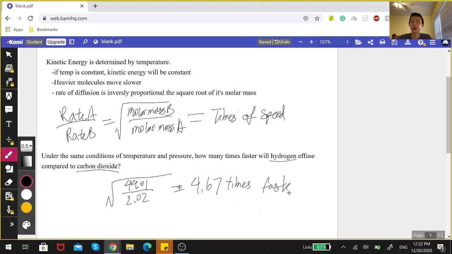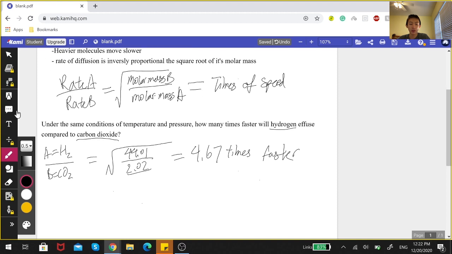Now, what is our rate A and what is our rate B? Well, A in this case is hydrogen, and B in this case is carbon dioxide. So there's no rule of which one goes on top and which one goes on the bottom. You're just going to go with what you're given.